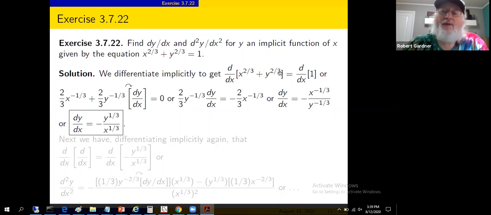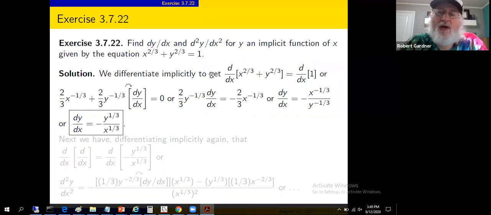Differentiate y to the 2/3 with respect to x. We get 2/3 y to the negative 1/3, subtract 1 from the exponent as we did over here. And now you have to multiply by dy/dx. So that one's not optional there. Chain rule told you to do that because you got a composition of functions.